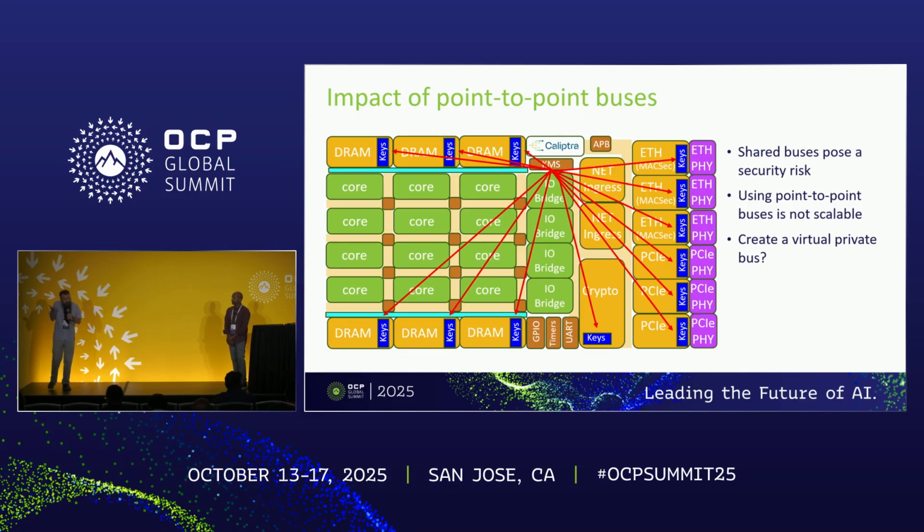So this is highlighting the problem, right? Shared buses are going to pose a security risk, and if you want to do point-to-point buses, it's just not scalable. We can't do this. So the thinking is, can we create a virtual private bus?